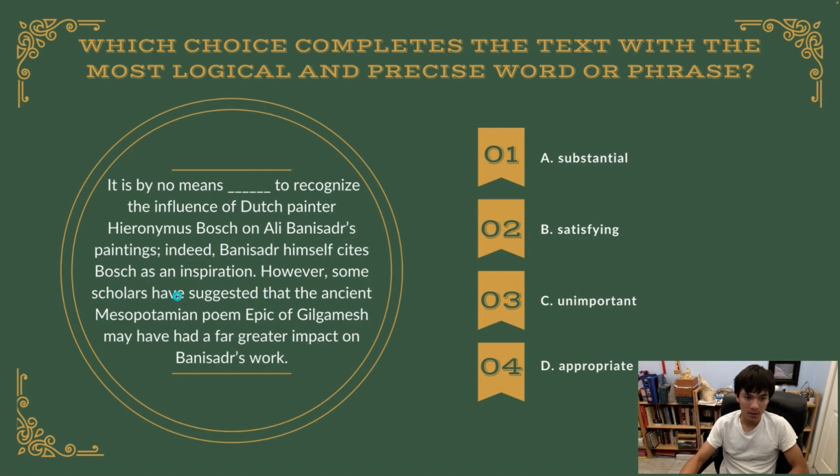Okay, and we can say that this sentence here tries to offer a different viewpoint, which might distract you from the correct answer. Based on the fact that we can see Ali cites Bosch as an inspiration, we can say that the answer would be C, because we're acknowledging that Bosch had an influence on Ali, because Ali himself said he was an inspiration. So it is by no means unimportant to recognize the influence. That means it is important to recognize the influence of Bosch's impact on Ali.